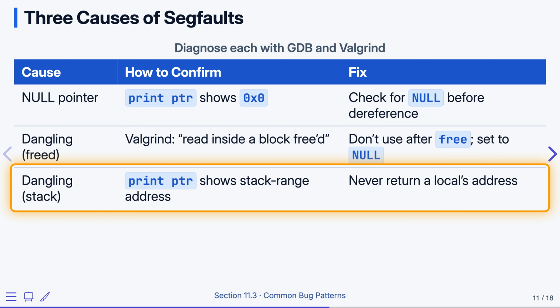Third, a dangling pointer to an expired stack frame. In GDB, the pointer shows an address in the stack range, but the function has already returned. The fix is to never return the address of a local variable.